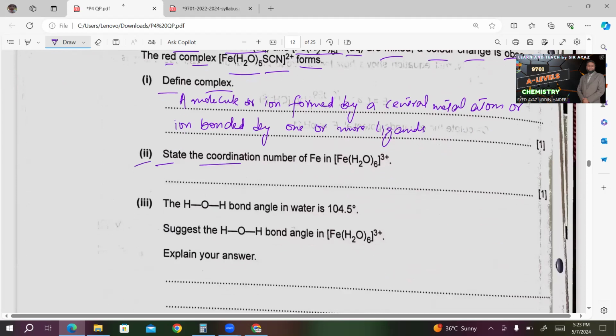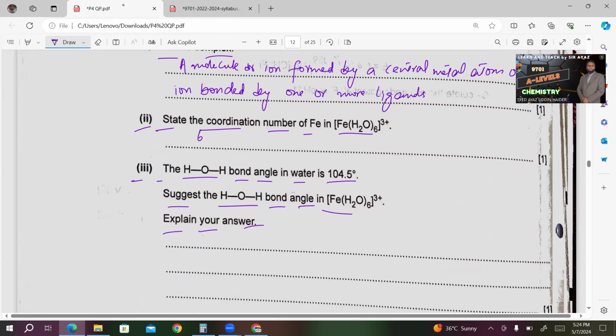Number 2, state the coordination number of Fe in [Fe(H2O)6]3+. It must be 6. 3, the HOH bond angle in water is 104.5. Predict the HOH bond angle in [Fe(H2O)6]3+. Explain your answer. It must increase due to less repulsion, so the lone pair of oxygen is used in the making of the bond.